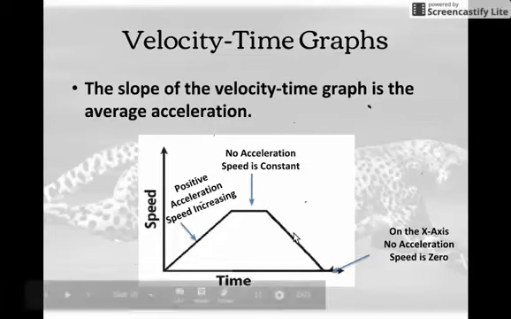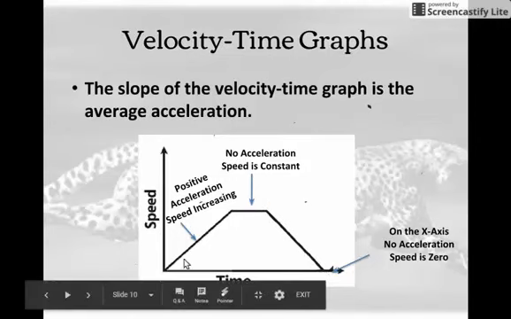And then if we have a line like this that goes down to the x-axis, that means we have a negative acceleration and our speed is decreasing. So we're slowing down. And then finally, if we have a point or a line on the bottom x-axis, that means we're not accelerating and our speed is 0. So 0 would be here on the scale. So anywhere on this line, the x-axis, is a speed of 0.